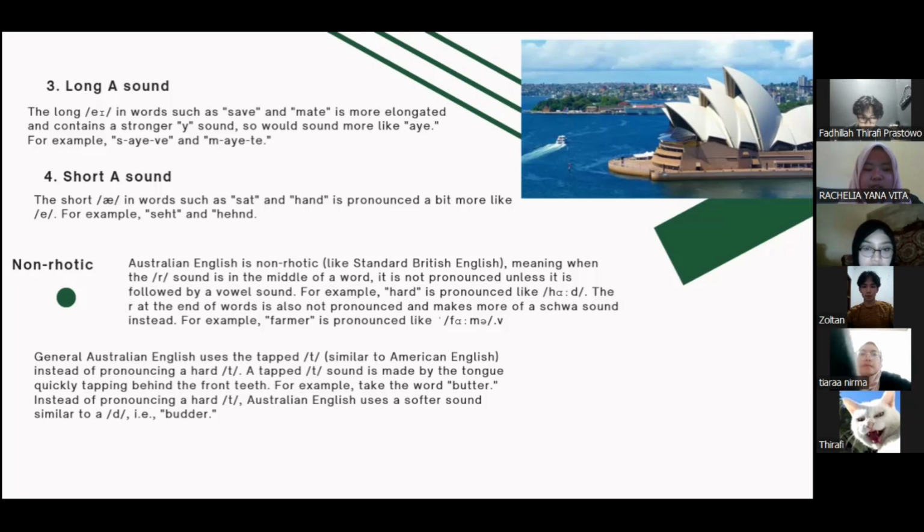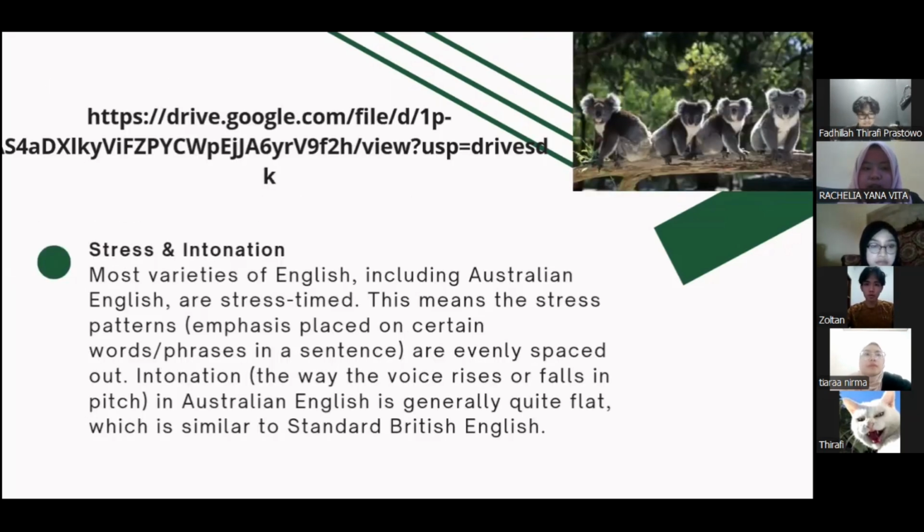General Australian English uses the tapped T similar to American English instead of pronouncing a hard T. A tapped T sound is made by the tongue quickly tapping behind the front teeth. For example, take the word butter. Instead of pronouncing a hard T, Australian English uses a softer sound similar to a D, that is butter. To strengthen this statement, we will see together the video.